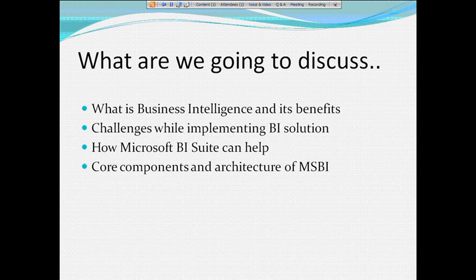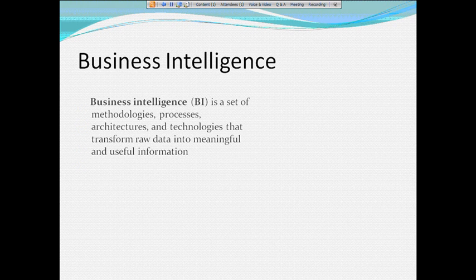During the demo, I'm going to talk about what exactly is business intelligence, how different organizations use business intelligence solutions, what are the challenges that come on the way while implementing business intelligence solutions, how Microsoft Business Intelligence helps in overcoming some of those challenges, and what are the different core components of MSBI and the architecture of MSBI.